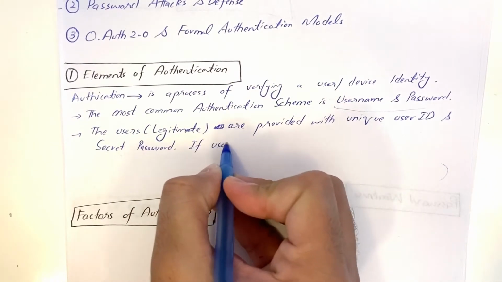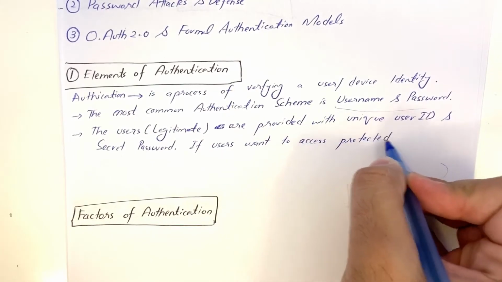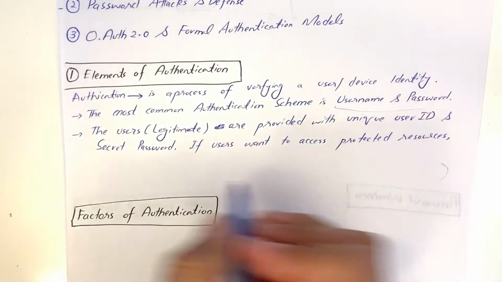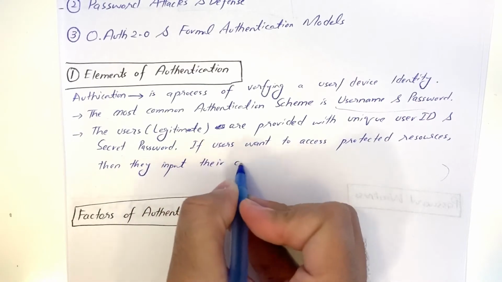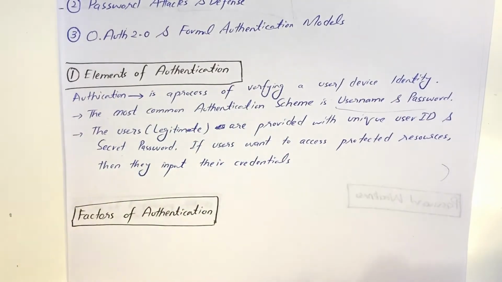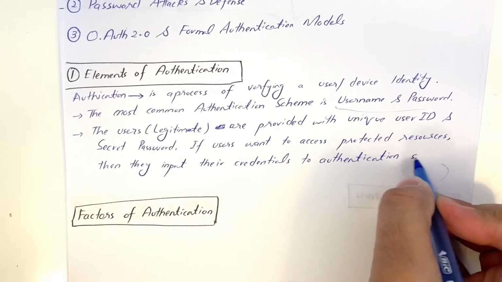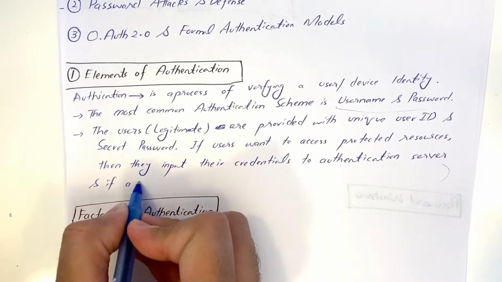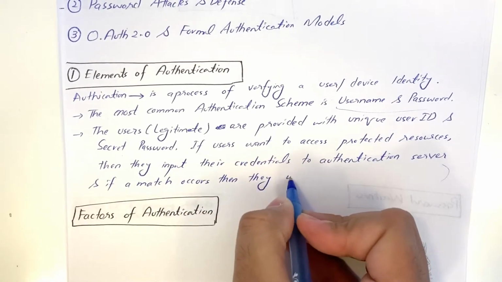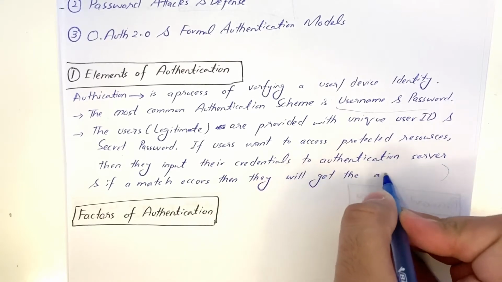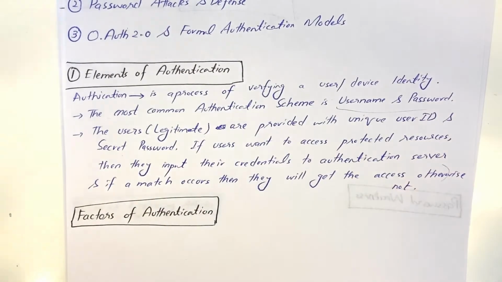If users want to access protected resources, then they input their credentials, like credential means username and password. They input their credentials to authentication servers, and if a match occurs, then they will be given access. They will get the access. Otherwise, the request will be turned down. So that's a typical model of authentication.